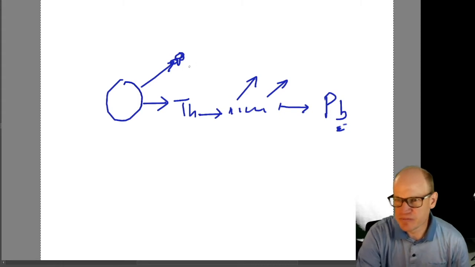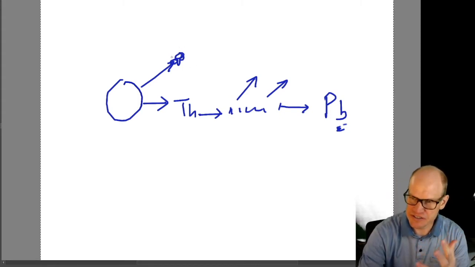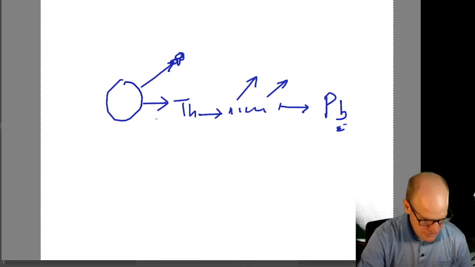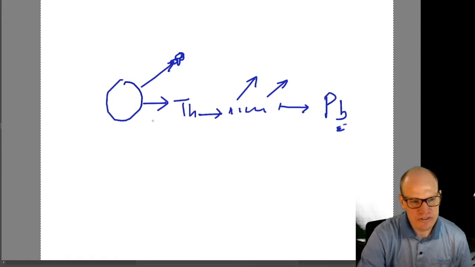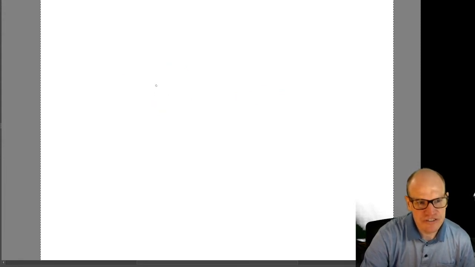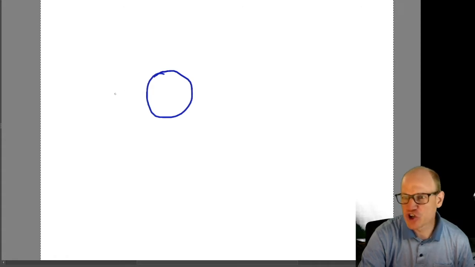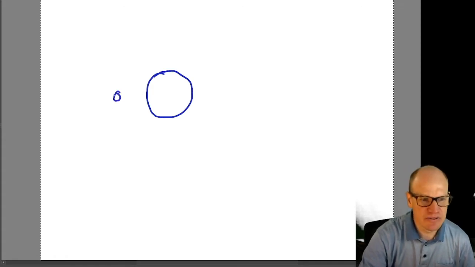This is not how the uranium bomb works. It does not work by emitting alpha particles or emitting the radiation itself. The way that the uranium bomb works, and the way that any nuclear weapon works, is that you do fission. So when you have fission, you have the nucleus here, the uranium nucleus. You perturb the nucleus in some way, typically in the form of absorbing a neutron.